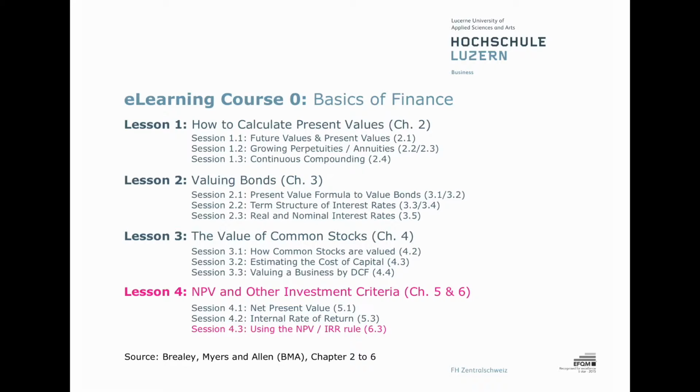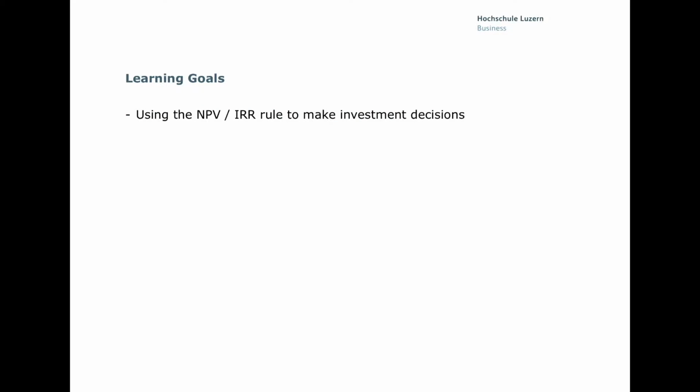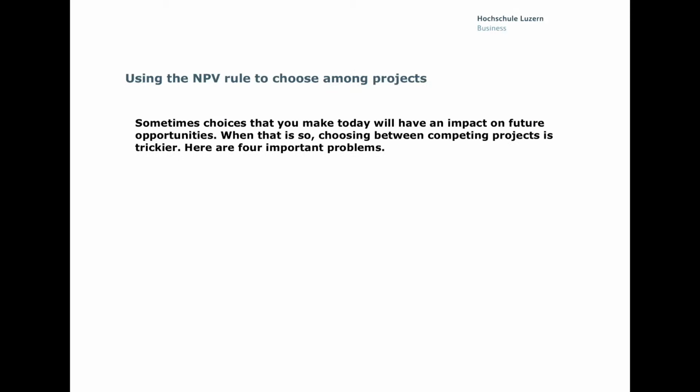Welcome back to Lesson 4 of the e-learning course 0, Basics of Finance. In session 4.3, we will study how to use the NPV-IRR rule to make investment decisions. The learning goal of session 4.3 is to illustrate how to make investment decisions by applying the NPV-IRR rule properly. In this context, we will touch upon different problems that can occur in practice when using these rules.